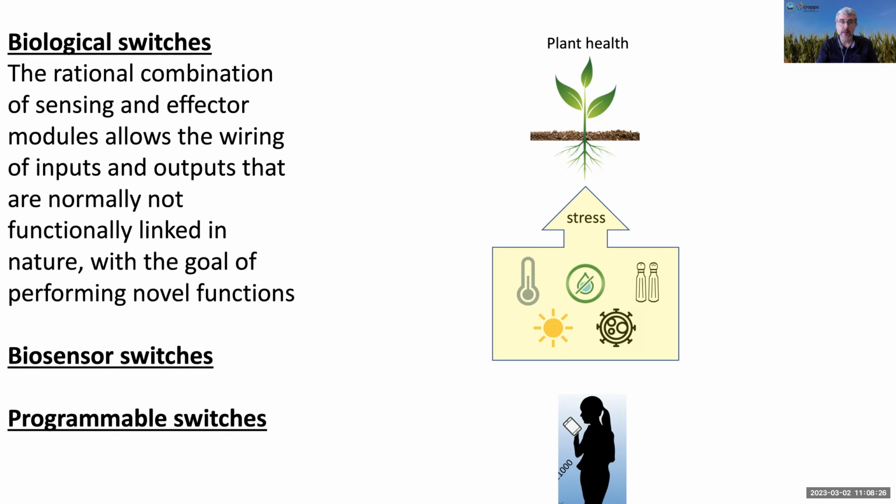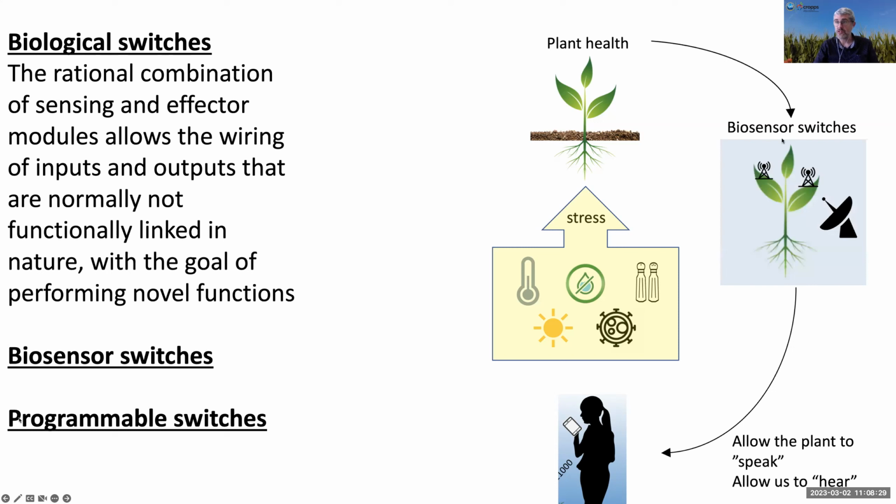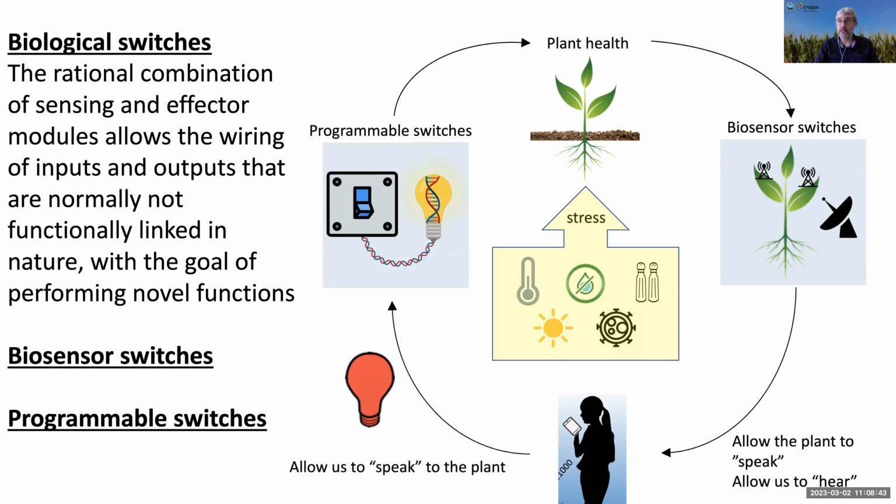So we're creating biosensor switches where a plant can turn on a switch when it's stressed and make something like a fluorescent protein that we can see, allowing a plant to speak to us, or allowing us to hear what a plant has to say. At the same time, we want to be able to talk back to the plant. And that's where my group comes in with these programmable switches to turn on gene expression that would increase plant health in a natural environment or on a field.